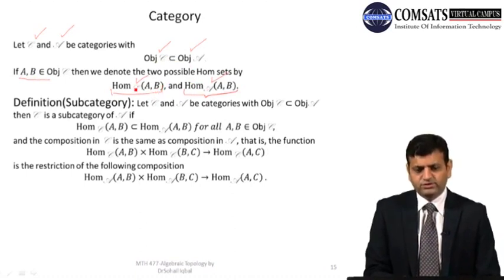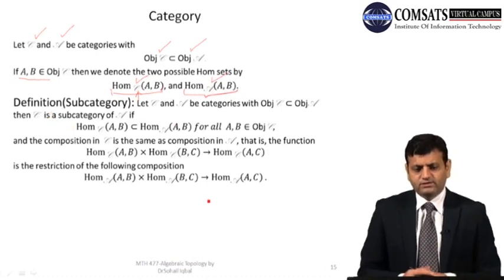So that's why we denote the hom set between A and B in the category C with a small subscript C, if we are taking the morphisms between A and B in the category C. And if we are taking the morphisms between A and B in the category A, then we denote it by hom A to B with this subscript capital A.